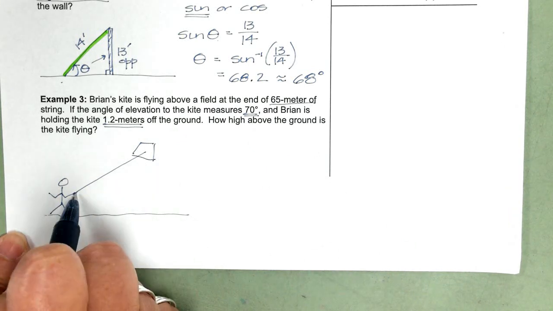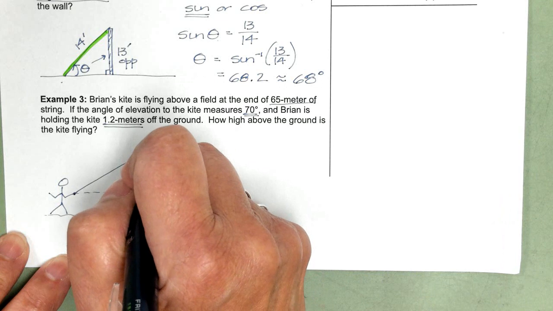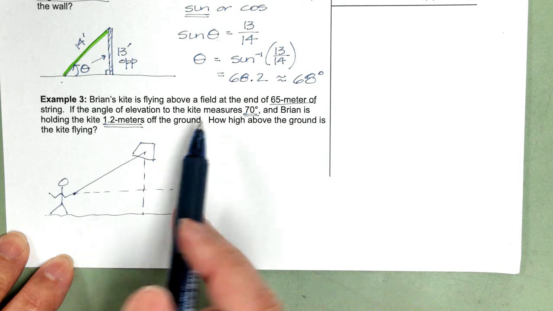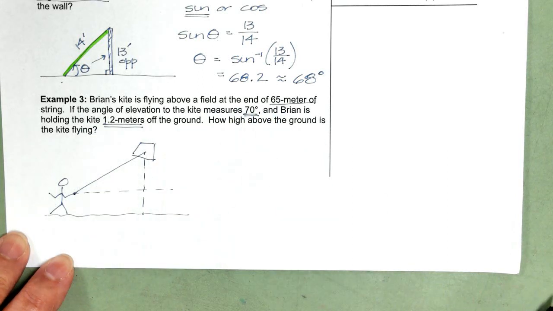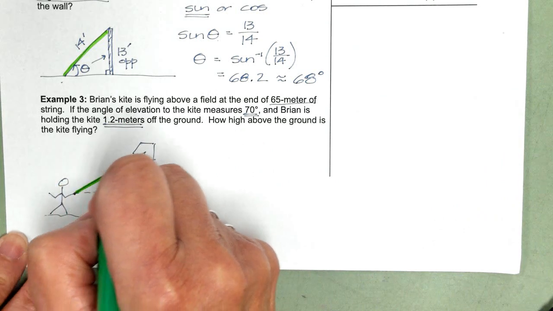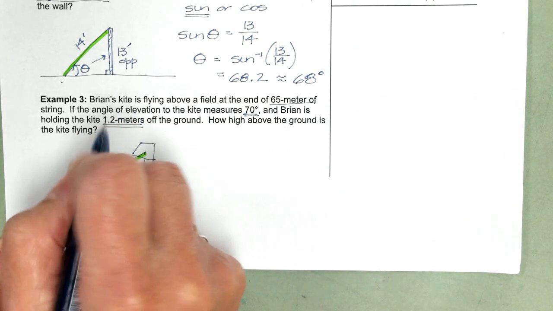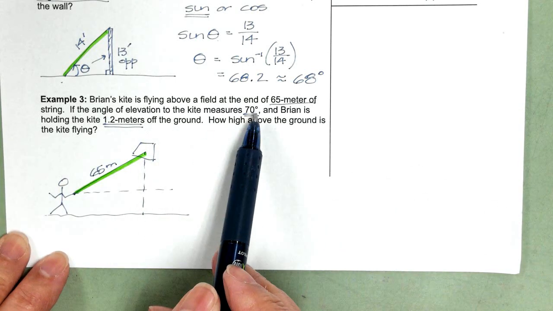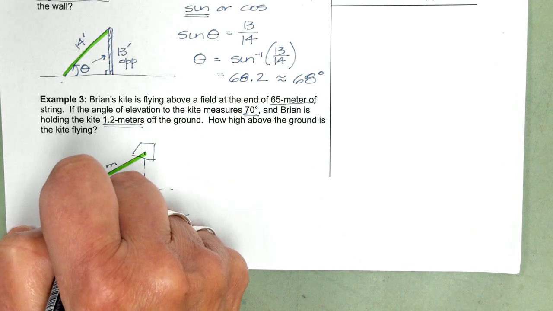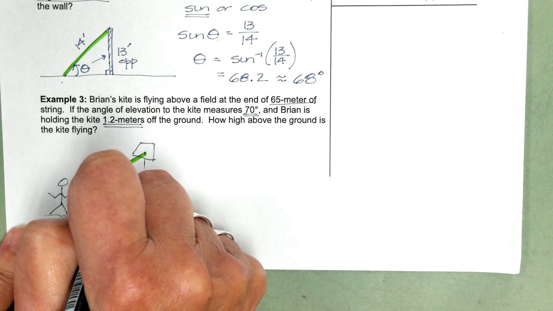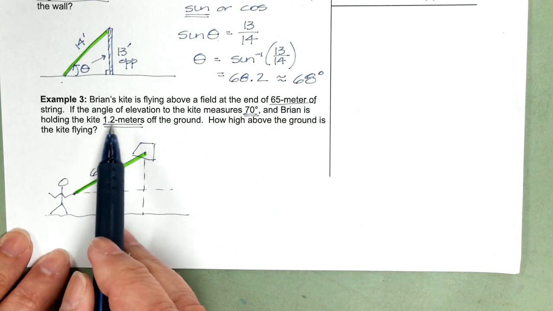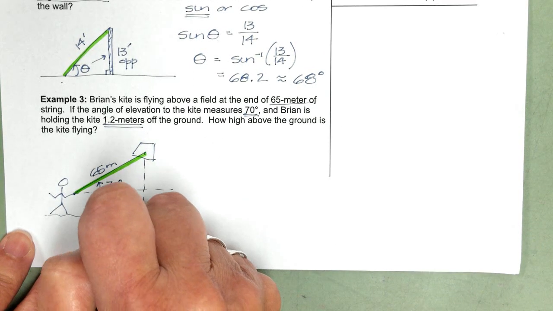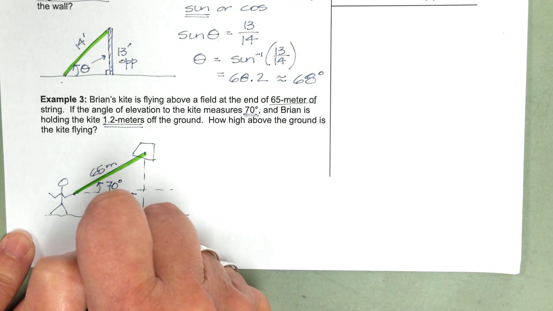Here's Brian. He's holding the string of the kite. And so we can create a right triangle. So now we're going to fill in our information. The kite is at the end of a 65-meter length of string. Here is the string, which happens to be our hypotenuse. It is 65 meters. The angle of elevation to the kite measures 70 degrees. So this is 70 degrees. And Brian is holding the kite 1.2 meters off the ground. So from here to here is 1.2 meters.